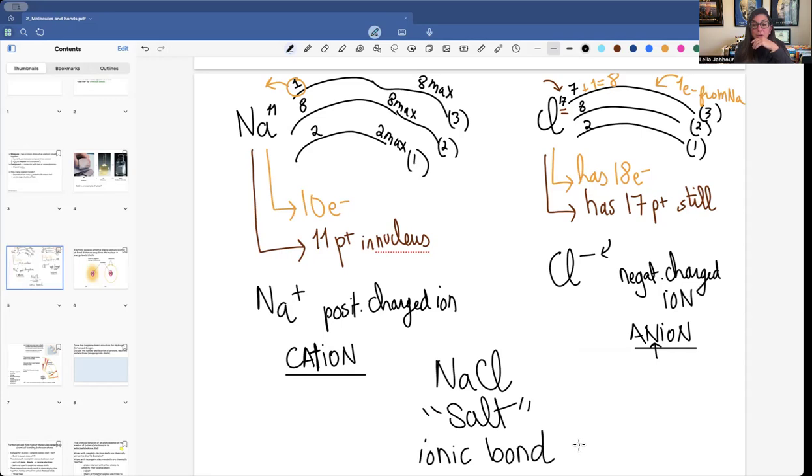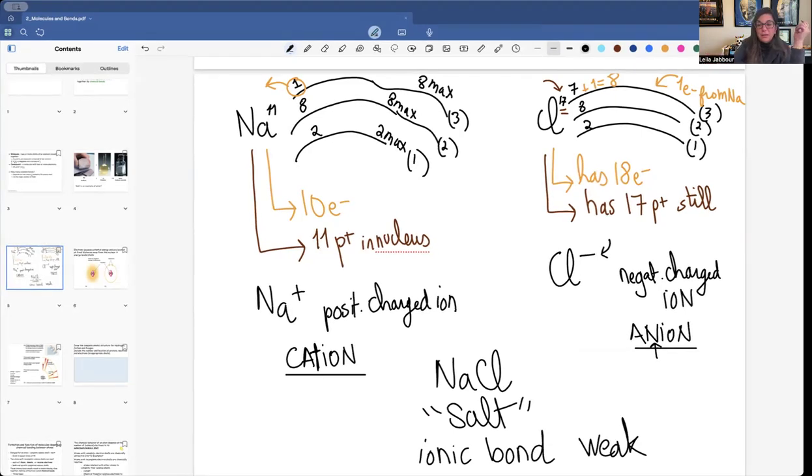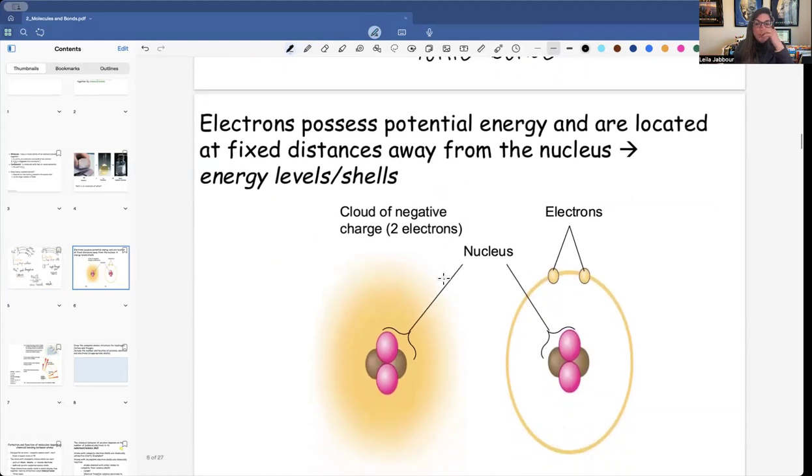And ionic bonds are not strong. These ions really separate from each other very easily. So what's going on? How are we able to get these electrons off of one and go to the other? It's because these electrons are moving and they have energy in them, and they're on these different shells around the nucleus. So we call them levels, energy levels, or shells.